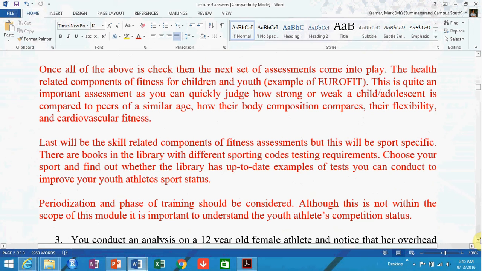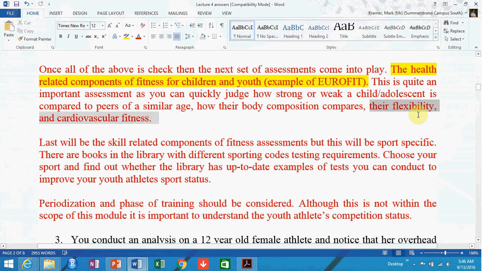Once you have completed that, you can go on to your health-related components of fitness assessment. Make sure you know what your health-related components of fitness assessments are. We have done body composition together, BMI, using the CDC growth charts. And we have done a basic assessment of push-ups for muscular endurance, sit-ups for muscular endurance. Although we have not done this specifically in class together, I know that with Dr. Bart, you have completed these analyses. So health-related components of fitness, make sure you know what they are and the basics of the assessments.